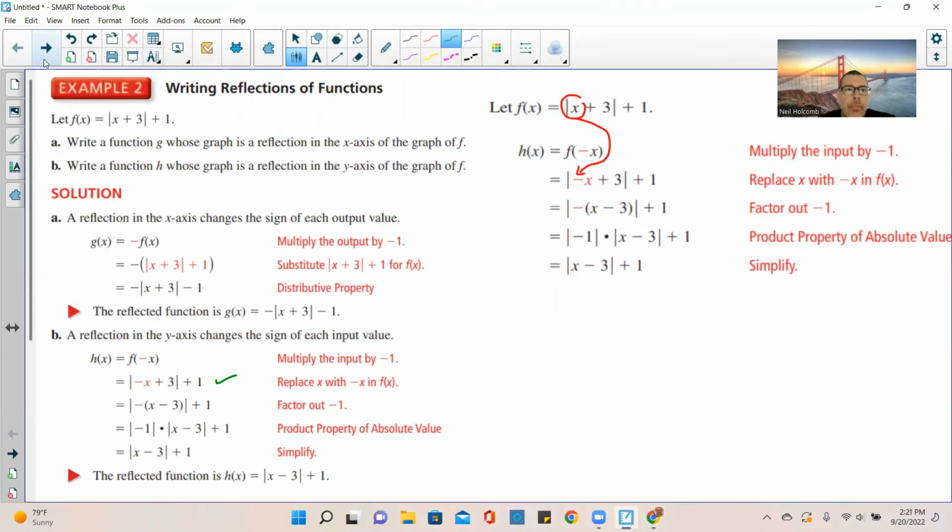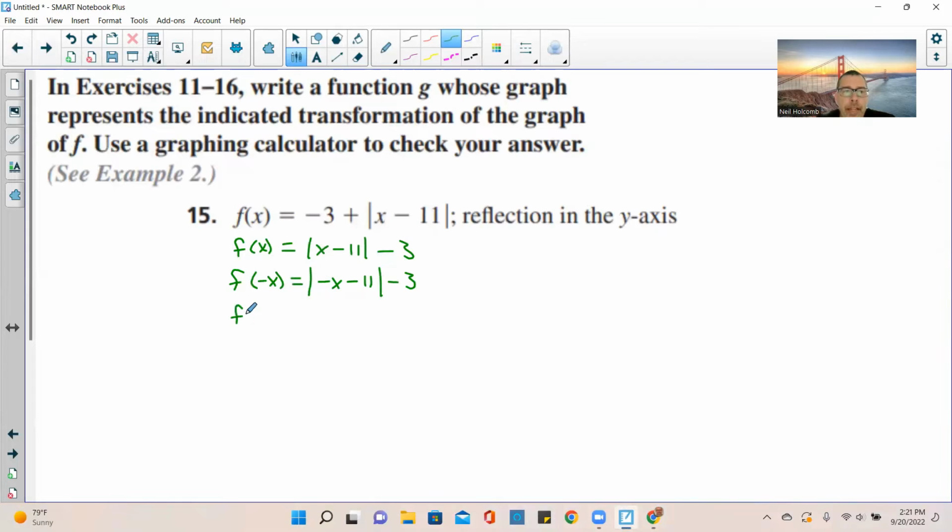Okay, so now I'm going to say f of negative x equals absolute value negative parentheses x plus 11. Because if I distribute this now, negative 1 times x is negative x. Negative 1 times a positive 11 is negative 11. Close the absolute values. The minus 3 does not get changed. Now I can rewrite this as f of negative x equals the absolute value of negative 1 times the absolute value of x plus 11 minus 3.